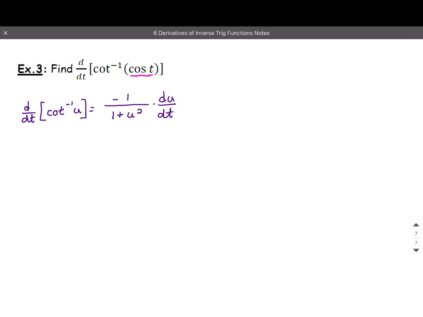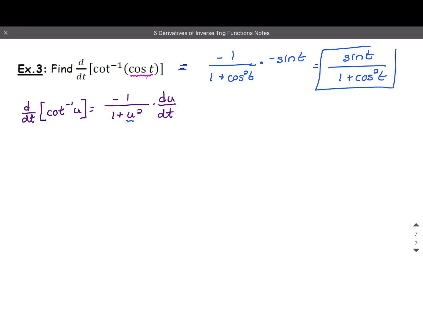All right, so here we go. We're going to follow this pattern. -1 over 1 plus, now our u is that cosine t, and we're going to square it, okay? Times du dt. What's the derivative of cosine t? That's negative sine t. So if we multiply that, a -1 times a negative sine is just sine t over 1 plus cosine squared t, and that's it.